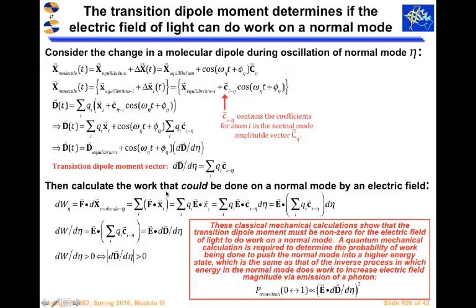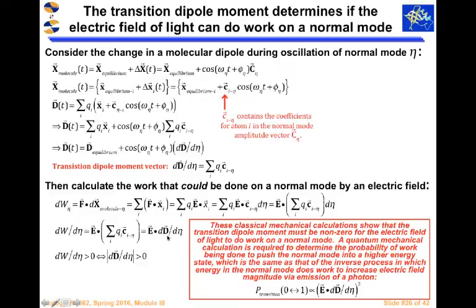But this simple calculation will show that no work can be done on the normal mode unless the transition dipole moment is non-zero. If the transition dipole moment were zero, there would be zero work done by the electric field. Even if the light is passing through the molecule and the electric field is oscillating, unless the transition dipole moment is non-zero, unless there's a change in the dipole moment of the molecule in the course of the normal mode, the electric field cannot do work on it, right?